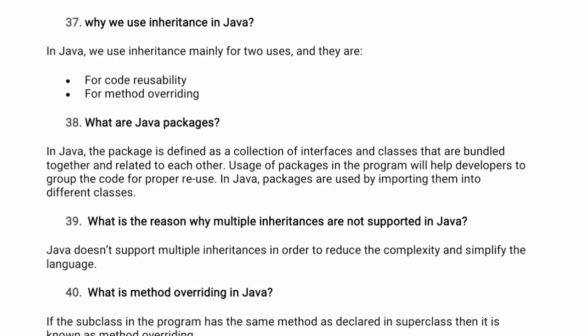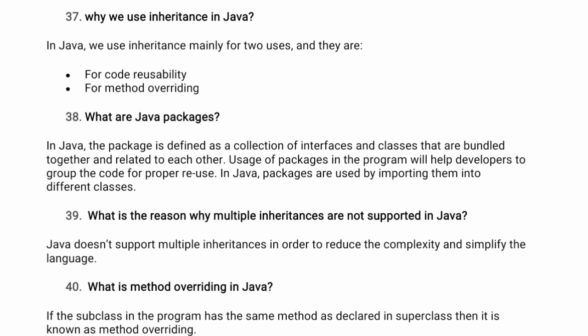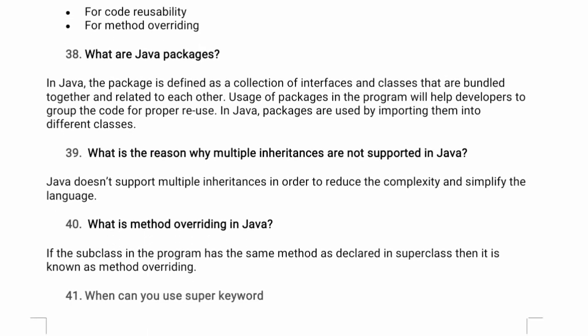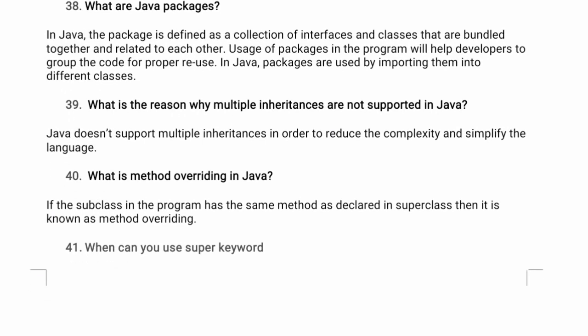Next, what are packages? In C, #include stdio.h is a header file. A header file is used to contain declarations and definitions. Like this, packages are also used to contain the declarations and definitions of classes, methods, and variables. In Java, a package is defined as a collection of interfaces and classes that are bundled together and related to each other.